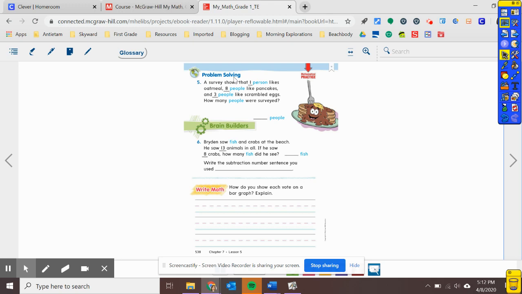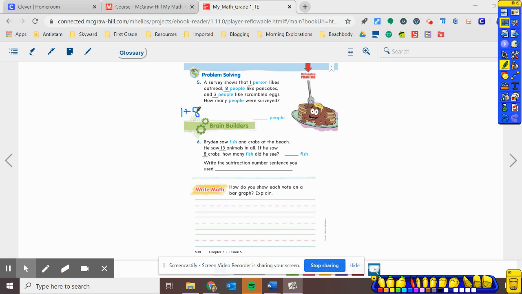All right. So number 5 says, a survey shows that 1 person likes oatmeal, 8 people like pancakes, and 3 people like scrambled eggs. How many people were surveyed? All right. So what that's asking us, first grade, is how many people did they ask all together? Well, we need to add all of those numbers together. So I'm going to add them all up. So I have 1 plus 8 plus 3. And I need to figure out what that equals.